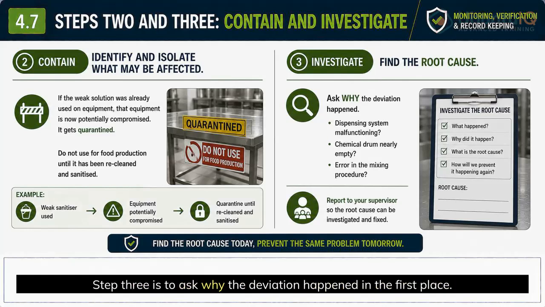Step 3 is to ask why the deviation happened in the first place. Was the dispensing system malfunctioning? Was the chemical drum nearly empty? Was there an error in the mixing procedure? We report this to our supervisor so the root cause can be investigated and fixed. Finding the root cause is how we prevent the same problem from happening again.